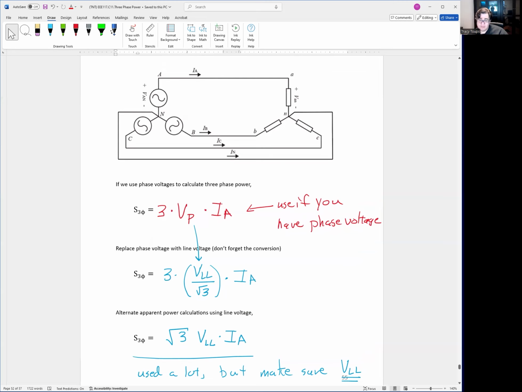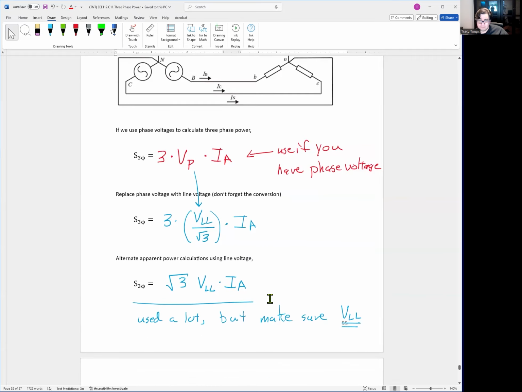Case in point, this formula right here. This is a derivation of it. The textbook answer you'll always see in every IEEE paper, every formula, and every spec sheet is S three-phase equals square root of 3 times V line times IA. So just make sure you're using line voltage for this, make sure you're using your current here, and you should be good to go.